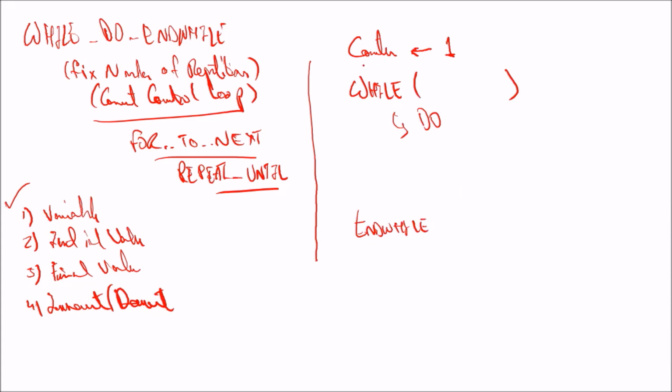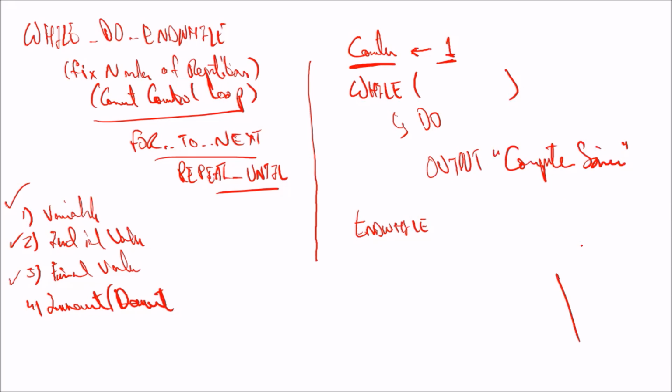Now, the variable is here. This is the variable. The initial value is here. Now, the final value. Let's do that again. The output message, which we have done with a for loop, is to repeat until we output computer science.